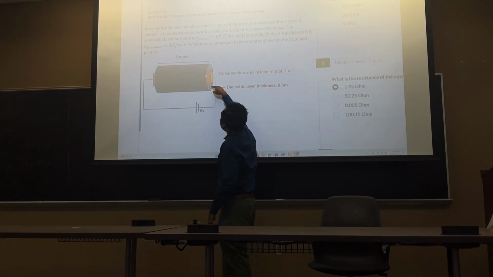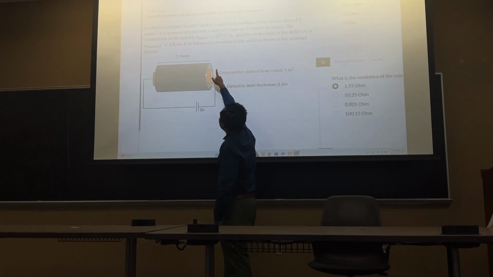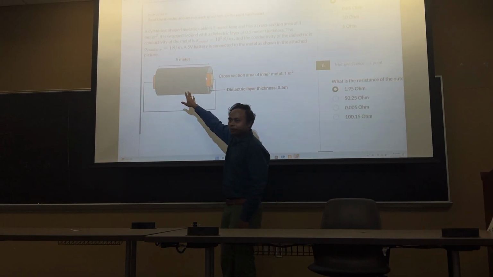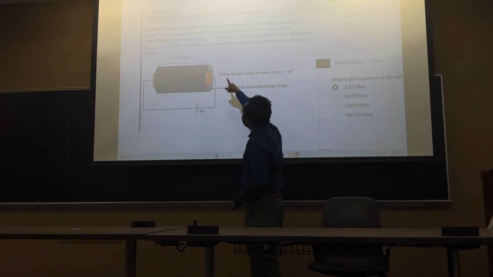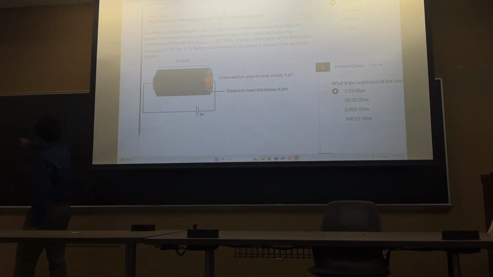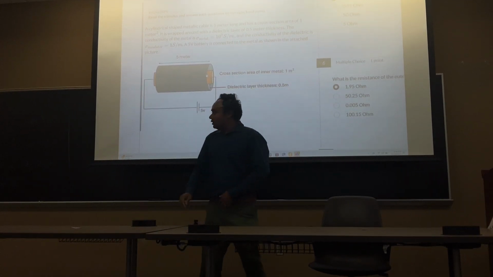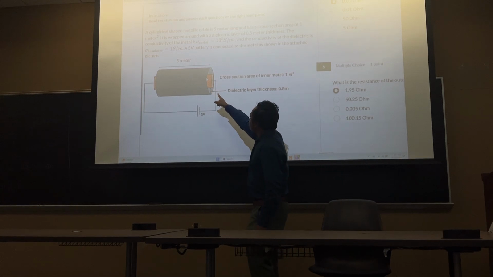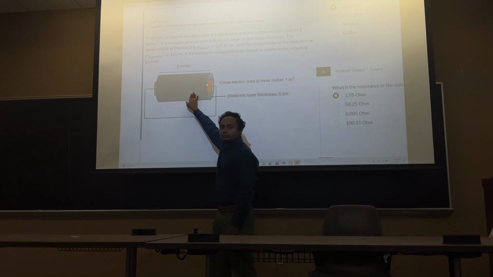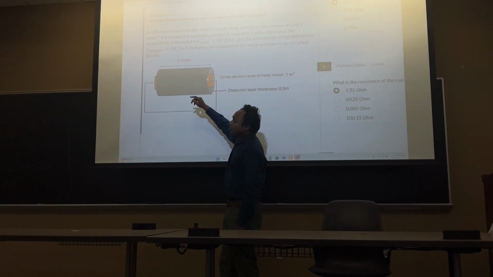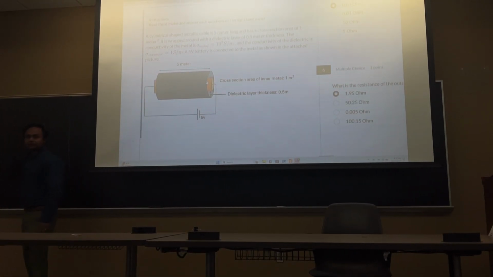So let me tell you this. We have two different layers. One is the copper layer and one is the dielectric layer. Which layer is easy to calculate for resistance? The copper layer, because it's just a solid layer, right? And for the copper layer, you know that the resistance is equal to the length divided by the area divided by the conductivity, right? Okay. So what is the difference between the copper layer and the dielectric layer? Their length is the same, right? They are all 5 meters. The only difference is probably their area and their sigma, right?